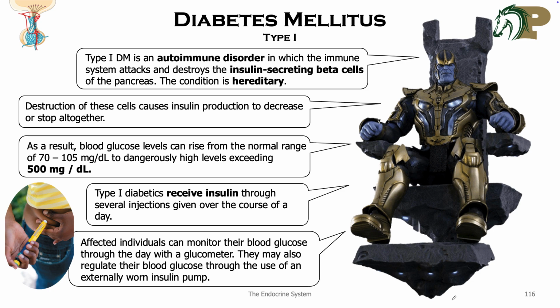Type 1 diabetics will receive insulin through several injections given over the course of a day. Affected individuals can also monitor their blood glucose through the day with a glucometer, and also regulate their blood glucose through the use of an externally worn insulin pump. So again, that's type 1 diabetes: an autoimmune disease, happens in younger people, destruction of beta cells of the pancreas, leads to decreased insulin levels and increased glucose levels.